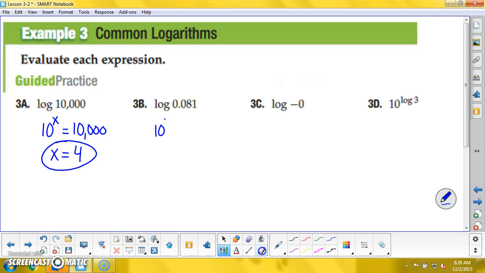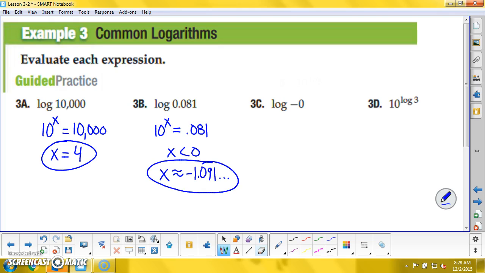Here we have 10 to the x equals 0.081. And this answer is going to have to be less than 1 because 10 to the 1st is 1. Actually, it's going to be less than 0 because 10 to the 0 is 1. So if you type in log of 0.081 on your calculator, you should get a decimal approximation of about -1.091. So if you haven't figured this out, you do have common logs on your calculator, but you don't have the other kinds of logs.